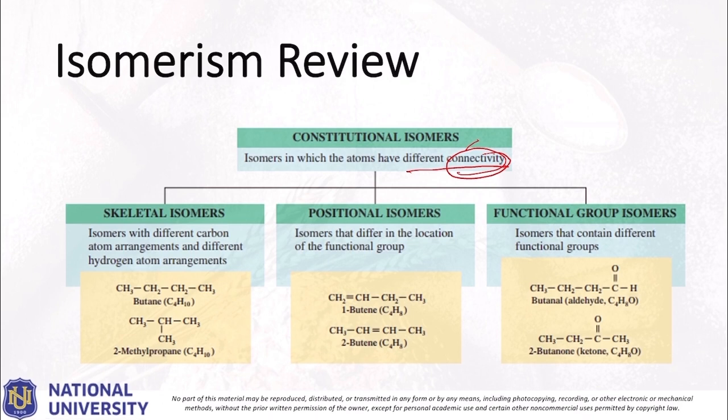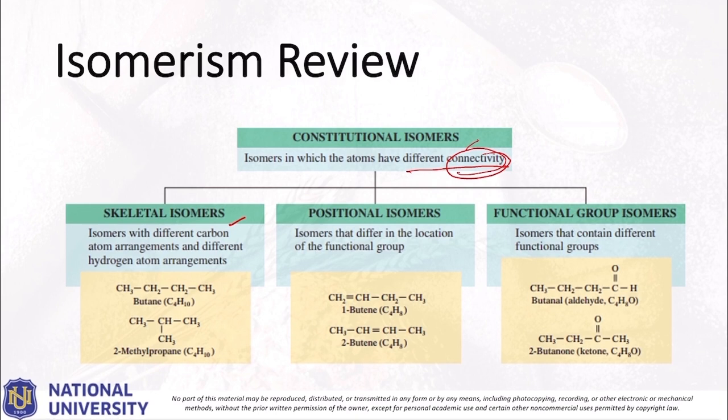Later on, we will be discussing stereoisomers. So, for now, let's stay on constitutional isomers. Under the constitutional isomers, we have 3: skeletal isomers, positional isomers, and functional group isomers. Skeletal isomers are isomers with different carbon atom arrangements and different hydrogen atom arrangements.